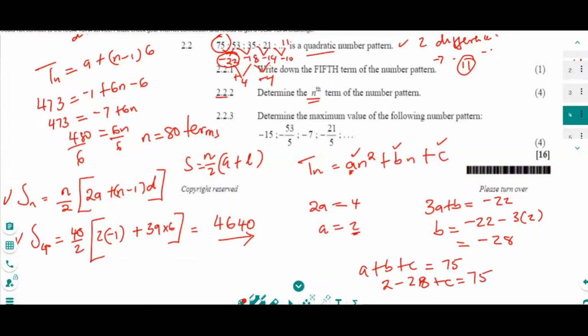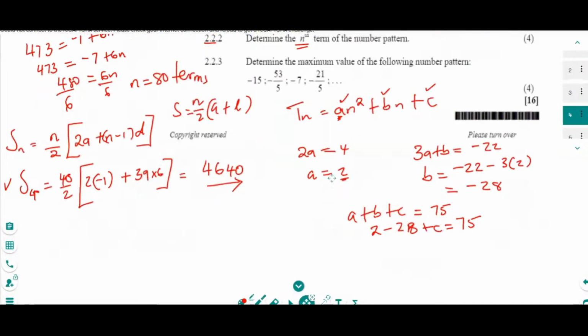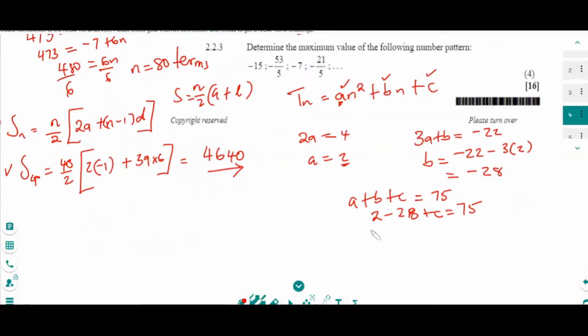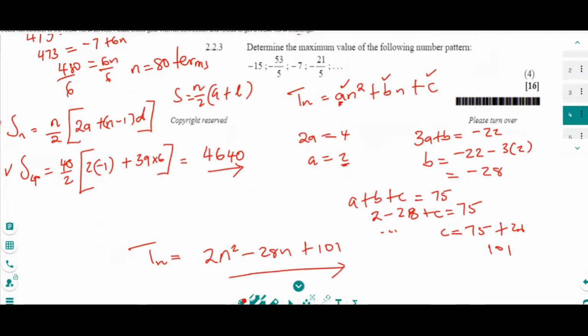Guys, help me. What do we get there for c? So c, if I use my calculator, I'm ending up with 75 plus 26. Because 2 minus this is negative 26. I transpose it, I get 101. Then my Tn, which they want, my a is a 2, so that is 2n squared, plus the b is negative 28, so I'll use negative 28n, and then plus the 101. So leave it like that, and then you move on.